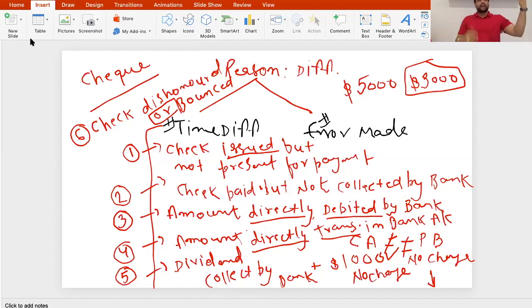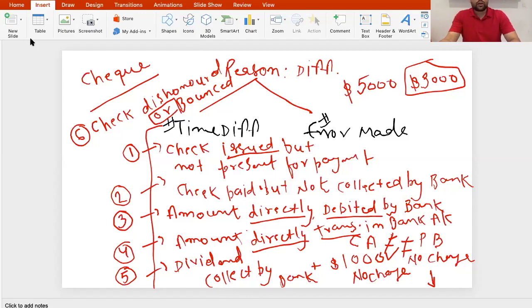So whatever transaction cost, whatever money the bank spends to contact the other bank, your bank will recover from you if the check is bounced. If the check is not bounced and it receives the full money, then the transaction cost borne by your bank will not be recovered from you, because at least the bank receives some cash. So if the check is dishonored, any transaction cost or expenses, the bank will recover from you. You have to pay that. That's the thing you have to keep in mind.